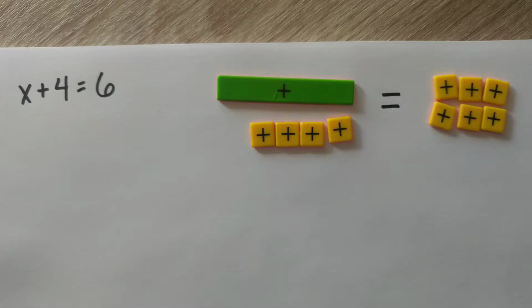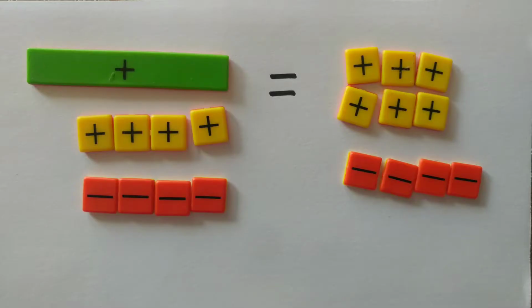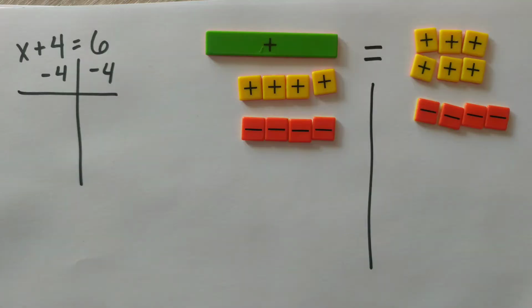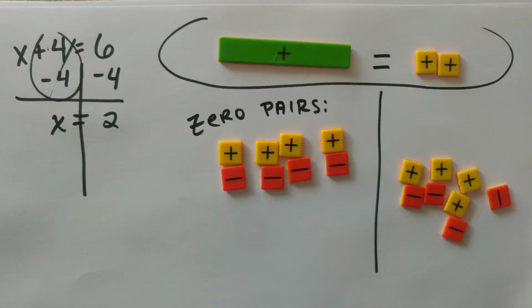In my problem, on the left side I have an x bar, which I want by itself, and currently there are 4 little yellow tiles alongside it. So to cancel out those 4 yellow tiles, I'm going to introduce 4 red tiles, and each of those creates a zero pair and then gets rid of those 4 tiles, leaving me with just the x bar on the left. However, in order to keep this equation balanced, I need to also add 4 red tiles to the right side. And after I've done all of my canceling out, done my zero pairs, taken everything extraneous off the board, I'm left with my final answer, x equals 2.